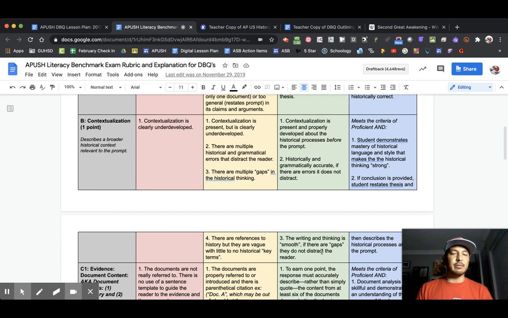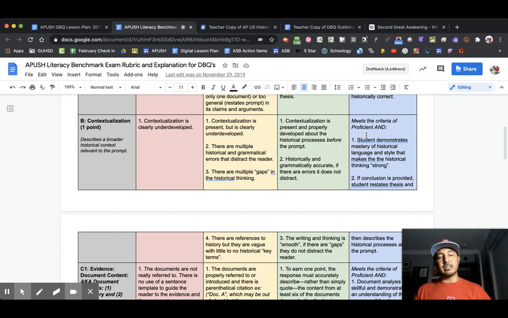Sometimes there are gaps, but they're not nearly as large, and so they don't distract me from understanding what you're trying to do. And lastly, a student that meets it over here would have a lot of key terms, really richly developed, and they flow from one event to another very seamlessly without one of these major gaps.